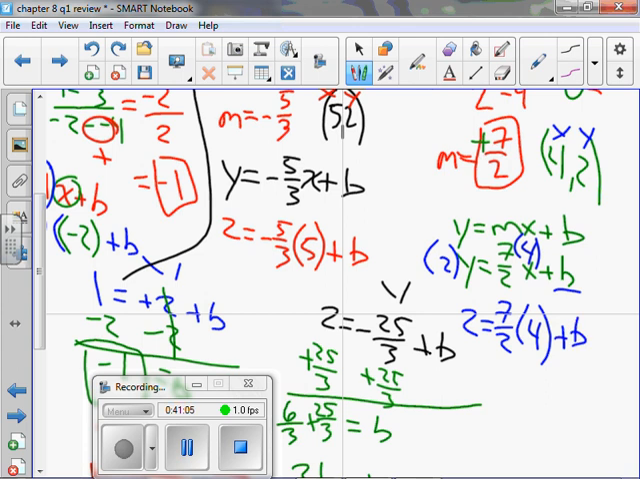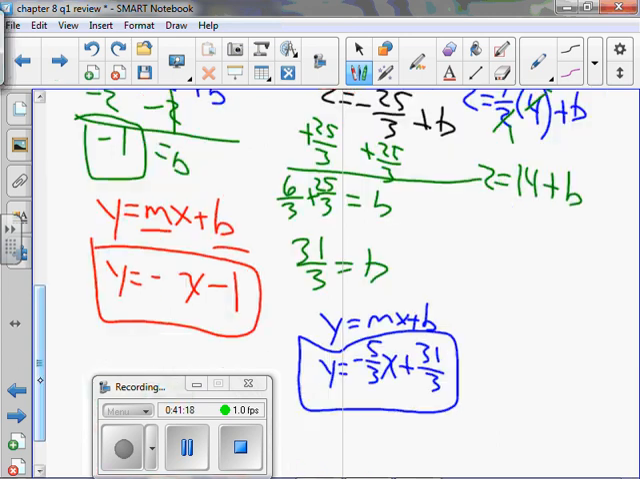These fractions will go away. This 4 and the 2 will cross cancel. That'll become a 1 and a 2. So I get that 2 is equal to 7 times 2, which is 14, plus b. To get b by itself, I will subtract 14 from both sides. And I get 2 minus 14 is negative 12, and that's going to equal b.